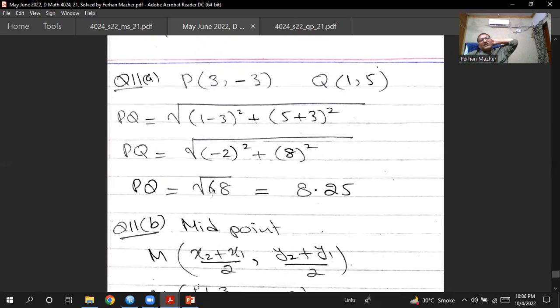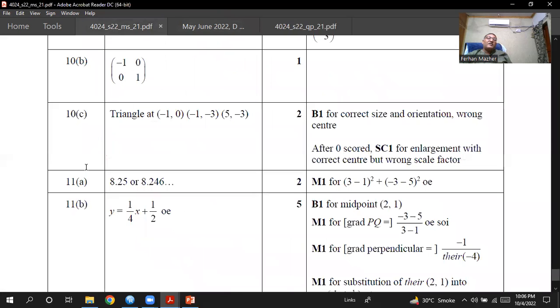And when you do this in your calculator, you get under root 68, which is 8.25. So the length of the PQ is 8.25. So our answer is right, sir.